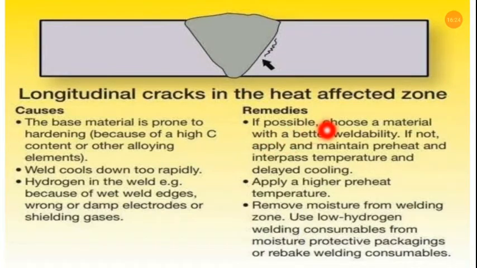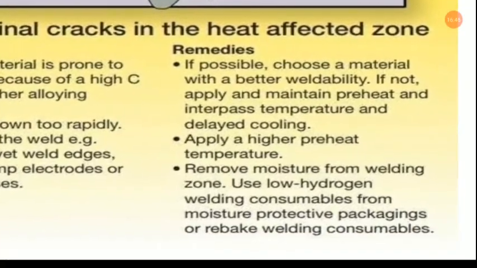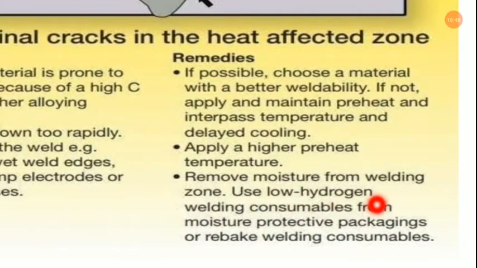Remedies: if possible, choose a material with better weldability. If not, apply and maintain preheat and interpass temperature and delayed cooling. Apply a higher preheat temperature. Remove moisture from the welding zone. Use low hydrogen welding consumables from moisture protecting packaging, or rebake the welding consumables.